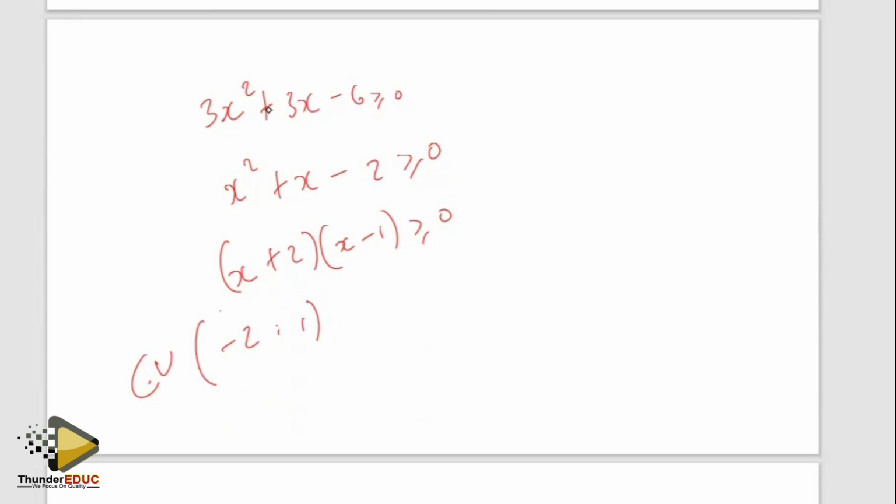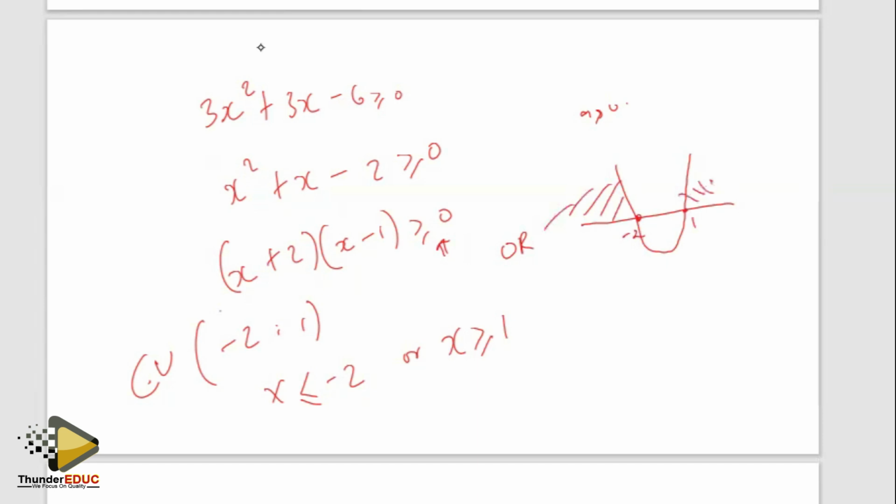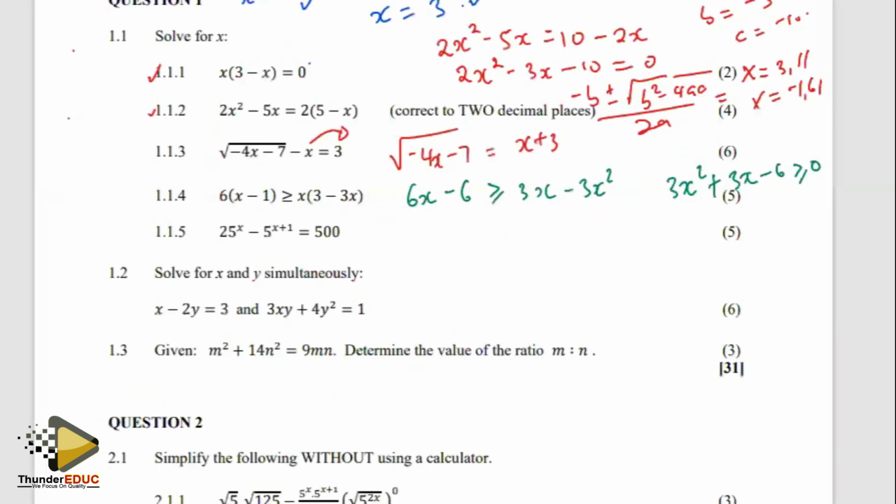But since our a is greater than 0, and the inequality that we're talking about is greater or equal to, which means x must be less or equal to negative 2, and then x must be greater or equal to 1. So that's how we're going to represent the solutions. Alternatively, you can use your parabola. This becomes a negative 2, this becomes a 1. We're looking for this area. Okay, so that is 1.1.4.